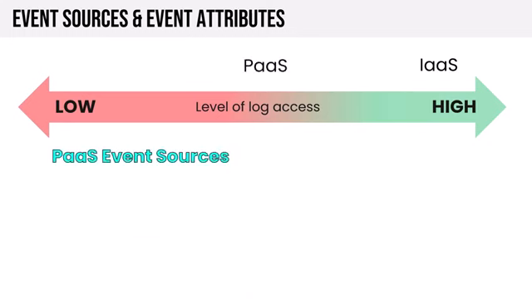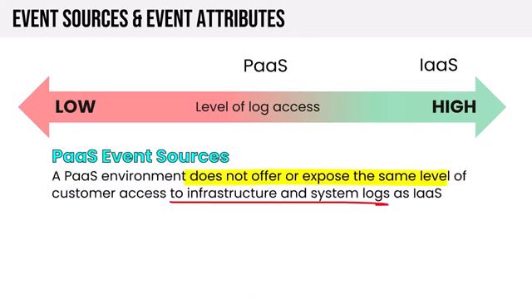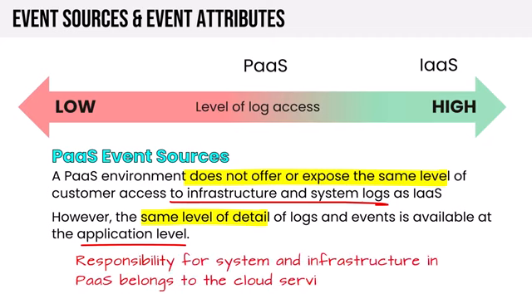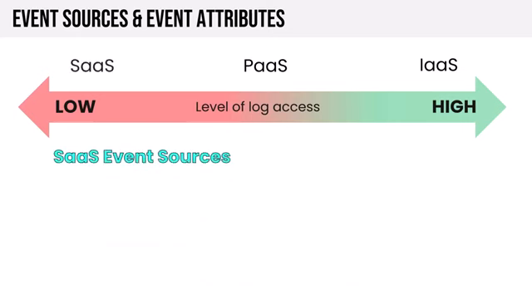Moving on to PaaS event sources. A PaaS environment does not offer or expose the same level of customer access to infrastructure and system logs as IaaS. However, the same level of logs and events is available at the application level, again due to responsibility. Responsibility for system and infrastructure in PaaS belongs to the cloud service provider, so we have less access to those logs. And that brings us to software as a service.